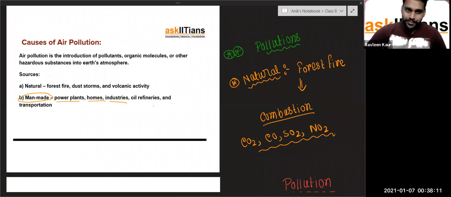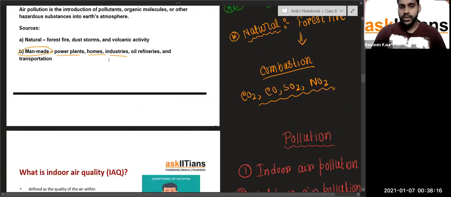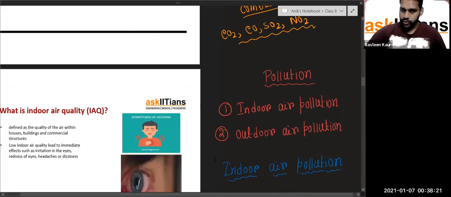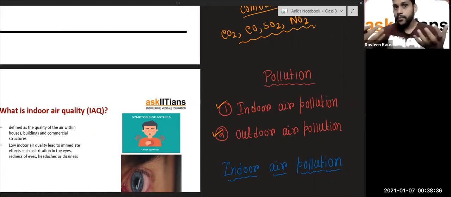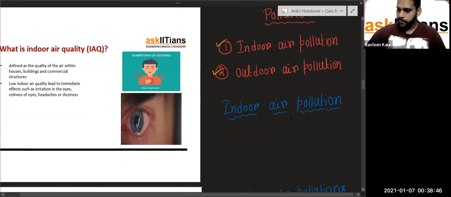So now I'm going to classify this pollution into two types. You can see that pollution can be classified as indoor air pollution and outdoor air pollution. Now, what is indoor air pollution? Mainly the pollution that is coming out from our homes. I think you can understand what the main things are that make this indoor air pollution.